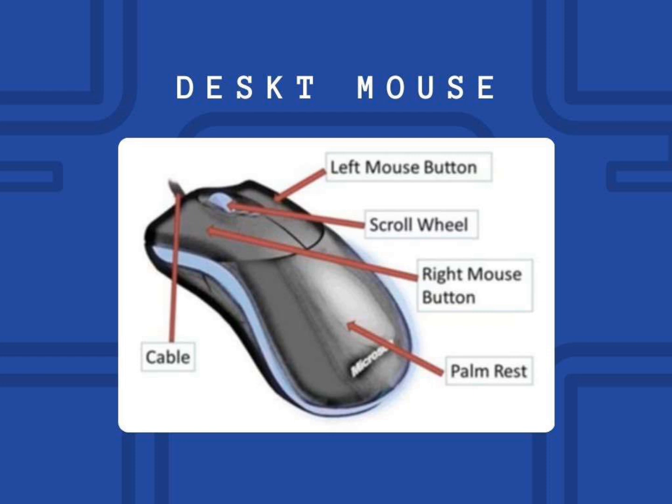This image shows a computer mouse and its parts. First, left mouse button, the primary button usually used for selecting items and executing commands. Second, scroll wheel, a wheel used for scrolling up and down through documents or web pages. Third, right mouse button. This button usually opens a context menu with additional options.